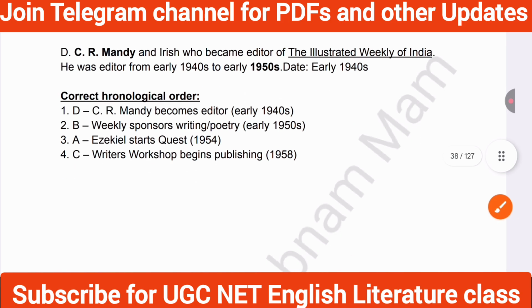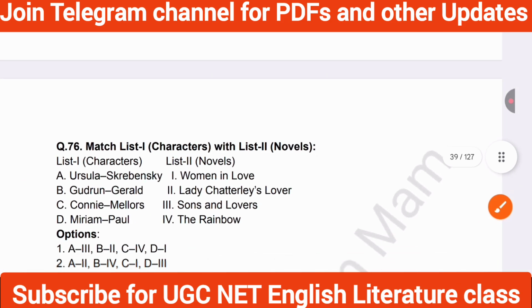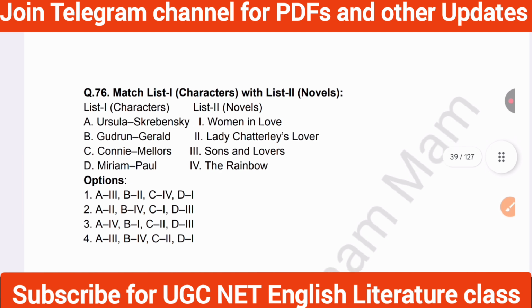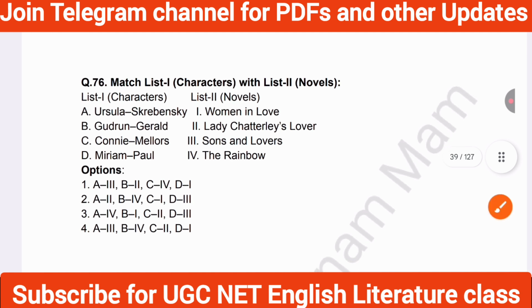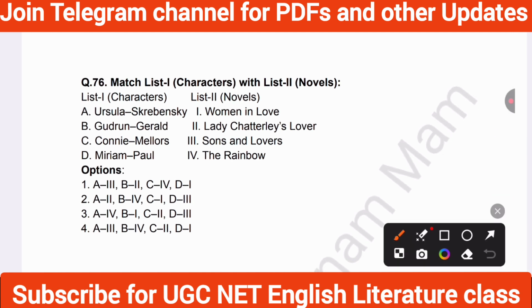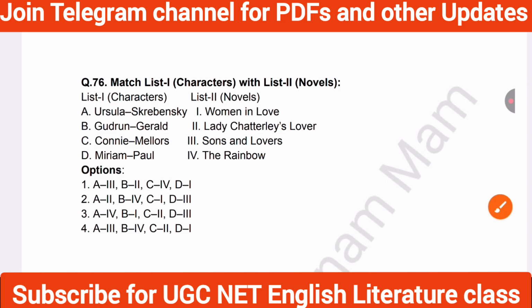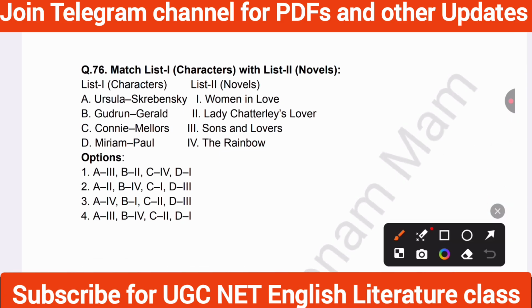Okay. Now let's move to the next question. It was again matching. So we have to match characters with the novel. Ursula Skrebensky, Women in Love, Gudrun Gerald, we have Lady Chatterley's Lover, Connie Mellors, Sons and Lovers, Miriam Paul, The Rainbow. Options you have here. And for the matching of characters and novels, they have also gone so deep. Even the minor characters are in focus.